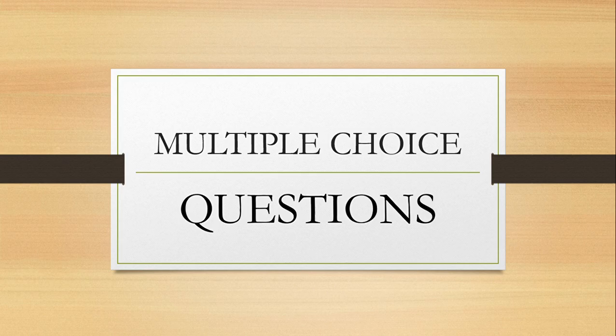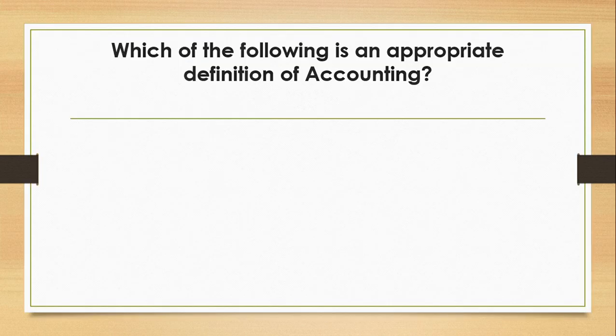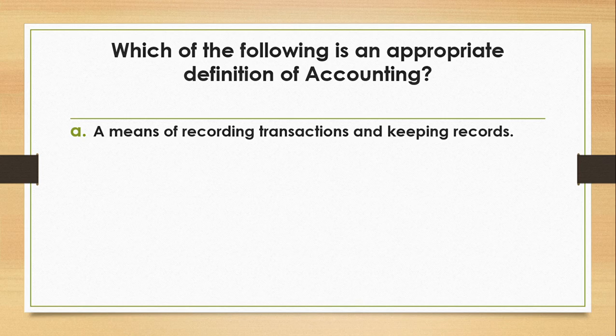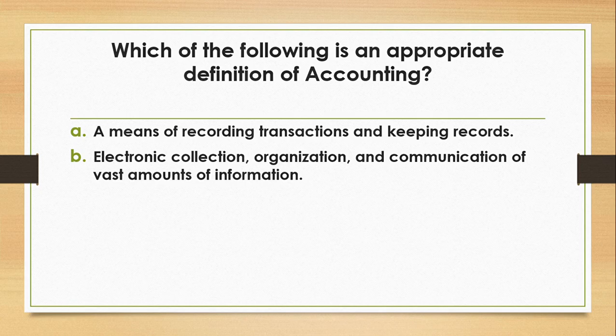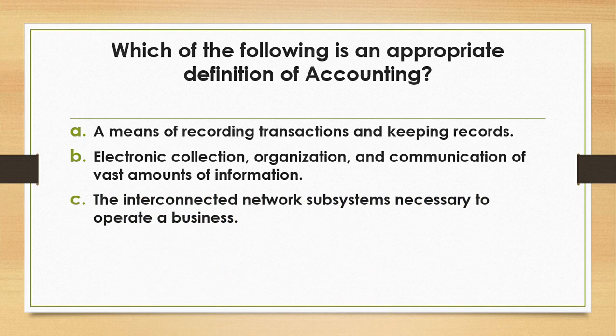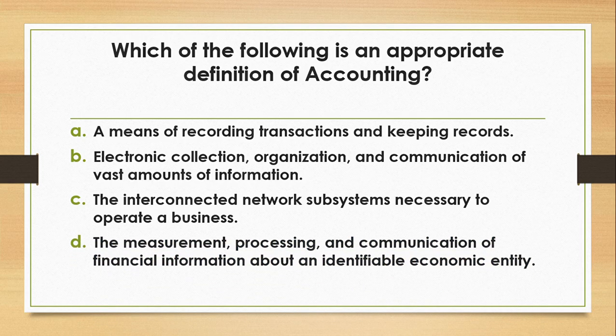The first question is, which of the following is an appropriate definition of accounting? Letter A, means of recording transactions and keeping records. Letter B, electronic collection, organization, and communication of vast amounts of information. Letter C, the interconnected network subsystems necessary to operate a business. And letter D, the measurement, processing, and communication of financial information about an identifiable economic entity.